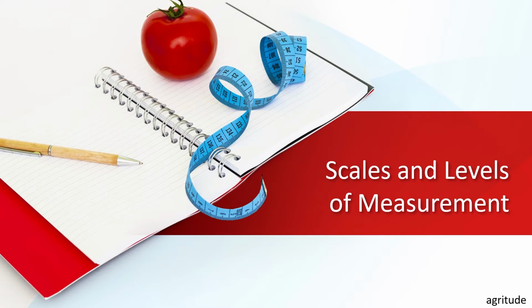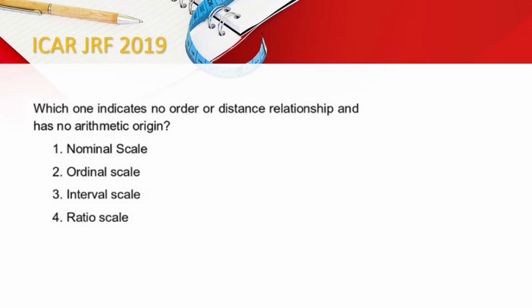Today I am going to discuss the topic of scales and levels of measurement. I chose this topic because there was a question in the previous year's social science paper in the section on statistics. The question was: which one indicates no order or distance relationship and has no arithmetic origin? And the options were nominal scale, ordinal scale, interval scale and ratio scale.